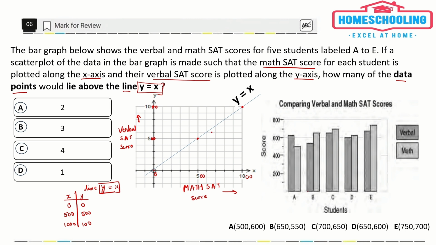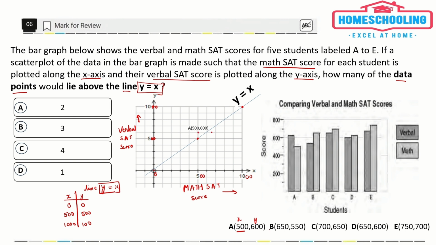Now what we are going to do here is put all the students A, B, C, D, E, their math SAT score and verbal SAT score here. So let's say, as we can see in the graph, for student A, math SAT score is 500. So x is 500, because math SAT score is on the x-axis, and verbal, that is on the y-axis, is 600. So now we're going to put point A here. So x is 500, and y is 600. So we get this point A.